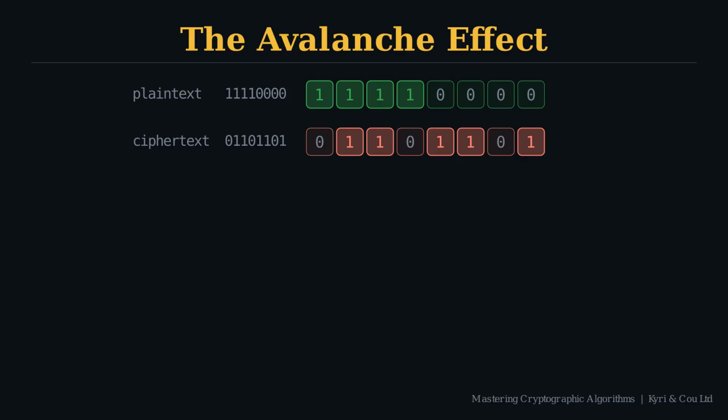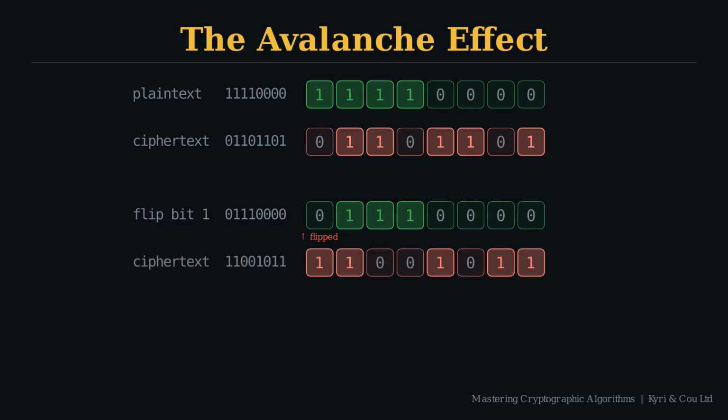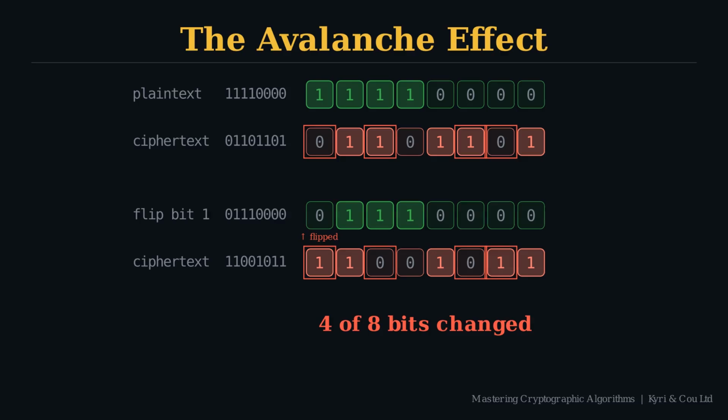Here's the pair we just computed, the plaintext and its ciphertext. Now we flip a single plaintext bit, just the first one. We encrypt again with the same key and the same tables, and the new ciphertext is 11001011. If you line them up, 4 of the 8 bits are flipped. Half the ciphertext changed because of 1 flipped input bit. And that's with only 2 rounds. The real DES runs 16, and if you flip any input bit there, on average half of all 64 output bits change.